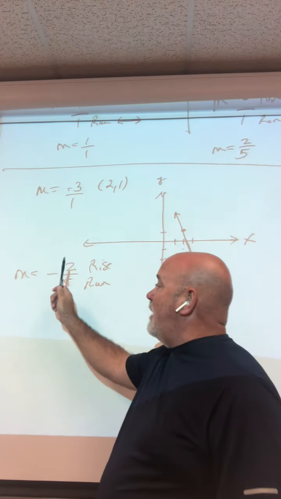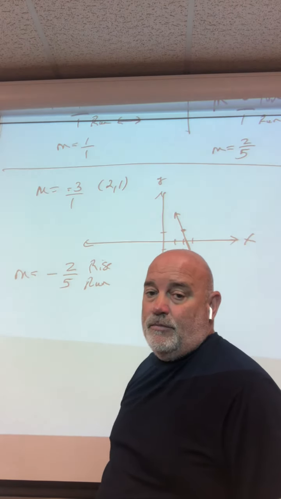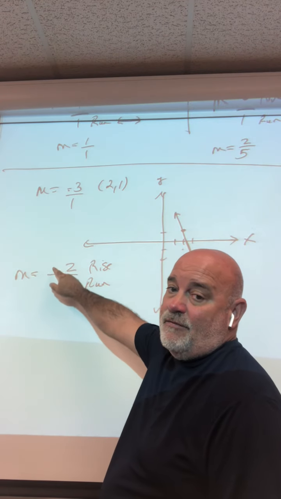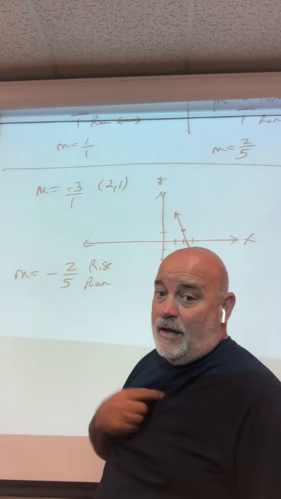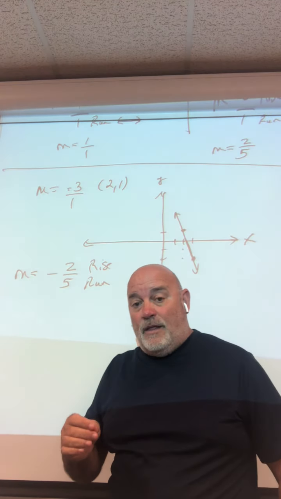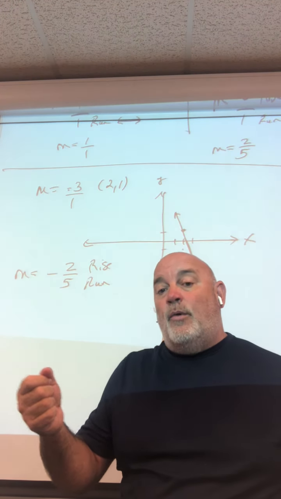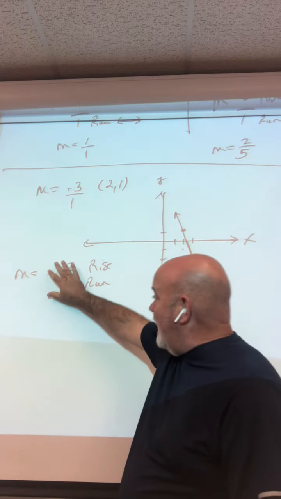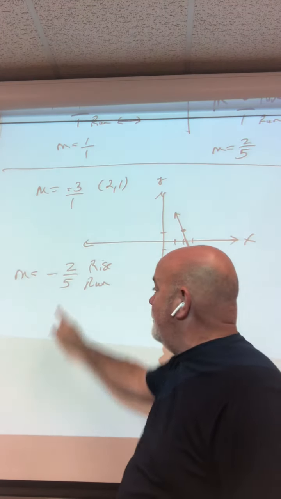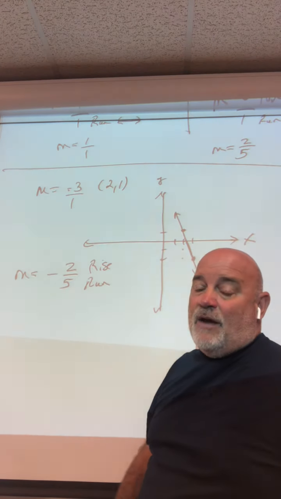I would always apply the negative to the top number. So my rise may be positive in some problems, negative in some problems. But my run, the way I do it, is always positive. So my run then would be always right. So when I would read this, I would say rise -2, that would mean down 2, run +5, right 5.